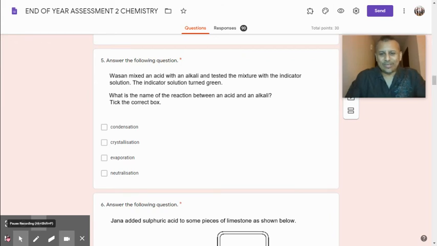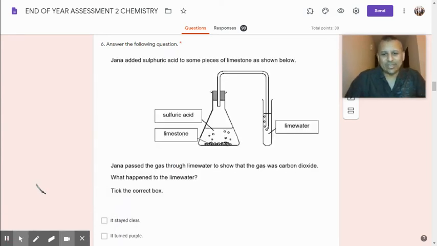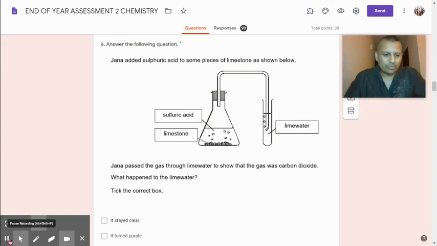Next question, Wasan is doing an experiment. The indicator solution turns green when she adds an acid with an alkali and then tests it with indicator. This is a neutralization reaction. Jana adds sulfuric acid to pieces of limestone. Limestone is calcium carbonate, so the reaction is calcium carbonate plus sulfuric acid reacts to form water plus carbon dioxide plus calcium sulfate. And the carbon dioxide will trigger a positive test for carbon dioxide in the lime water. The lime water will change from colorless to a milky white, cloudy color. So you have a white precipitate of calcium carbonate reforming.